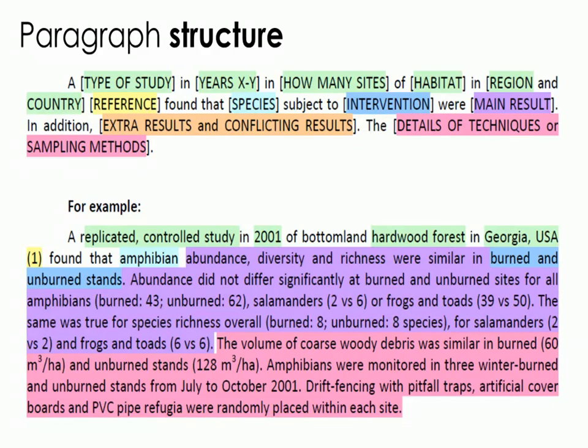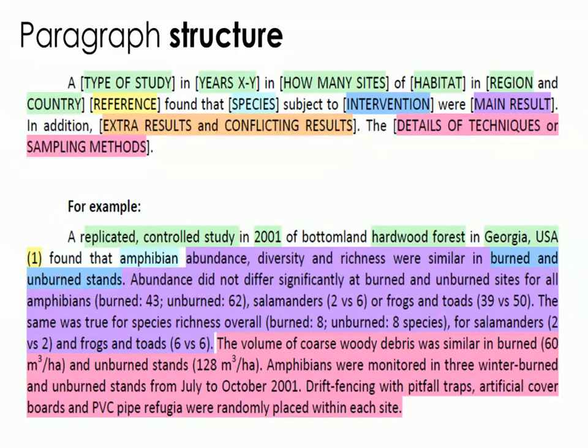So, at the beginning of the paragraph, we're always telling the readers what kind of study it was, and this is something we've been practicing throughout the day. So here you've got a replicated controlled study. What was the year? In 2000. How many sites? What kind of habitat? Well, they're just saying of bottomland hardwood forest, so they've missed out how many sites. In region and country, in Georgia, USA, etc. Every paragraph starts with this format. So we start with that study design that we've been looking at throughout the day.